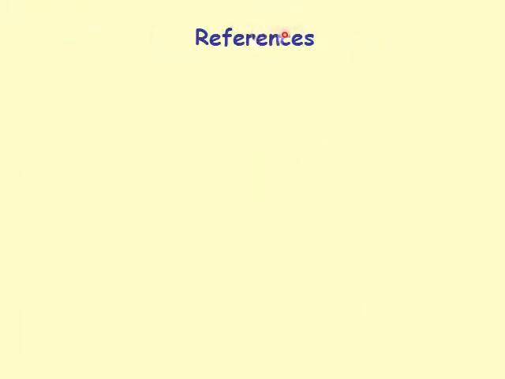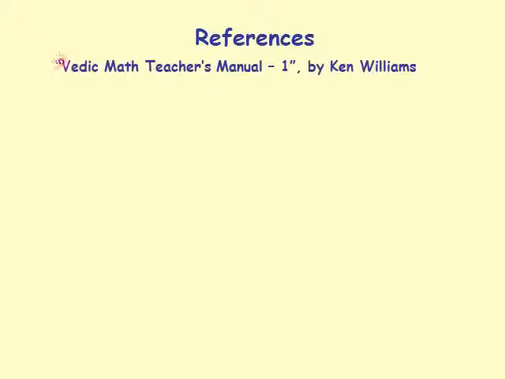Let's look at references here. The first reference is Vedic Math Teacher's Manual, Volume 1. This is the Elementary Teacher's Volume, and it's by Ken Williams, and you can find it at vedicmaths.org. The PDF form is available for free, and the print form you can purchase.